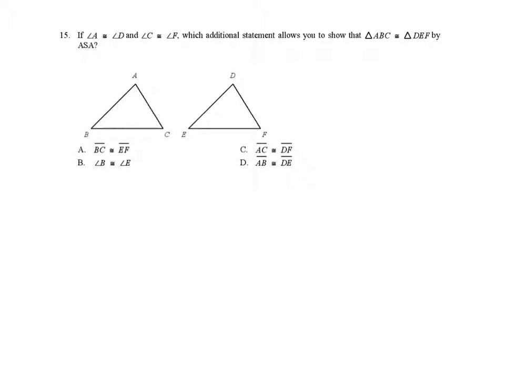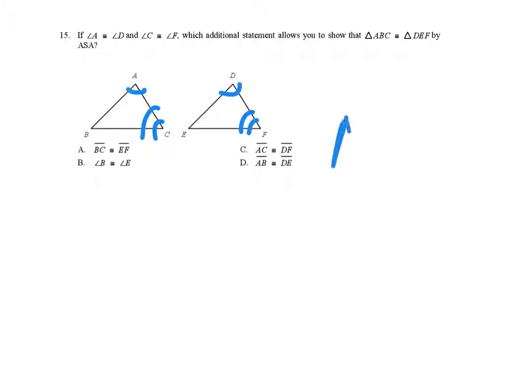15 says, if angle A is congruent to angle D and C is congruent to F, what additional statement allows you to show that triangle ABC is congruent to triangle DEF by angle, side, angle? So I know A and D are the same, so I'm going to mark those. I also know F and C are the same, so I'm going to mark those.